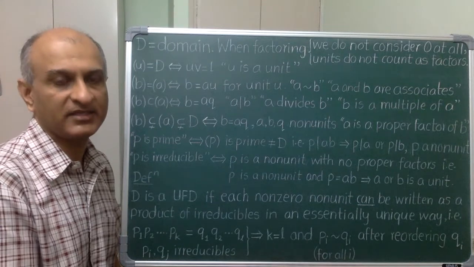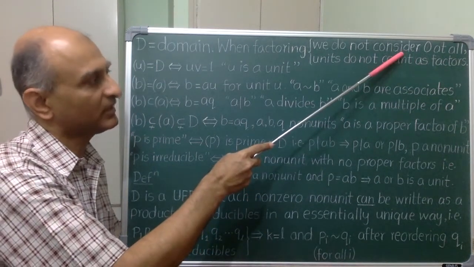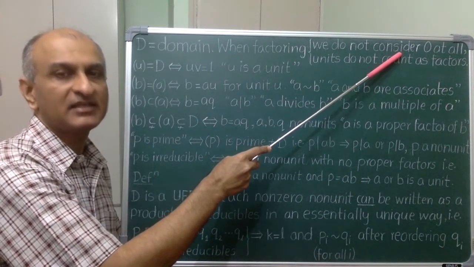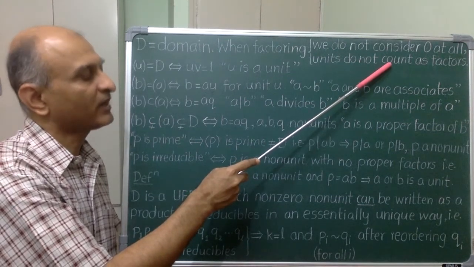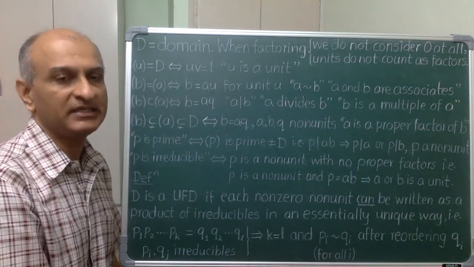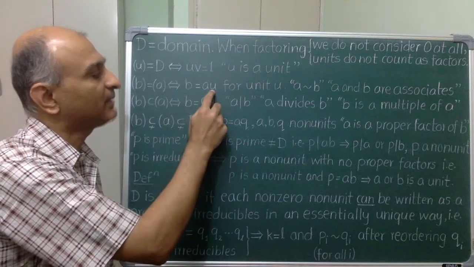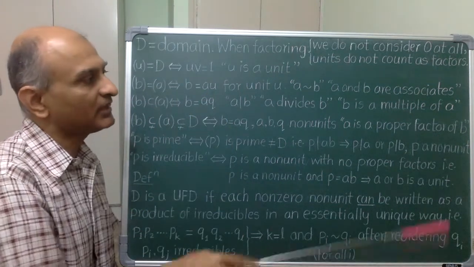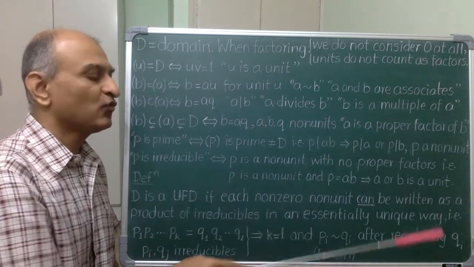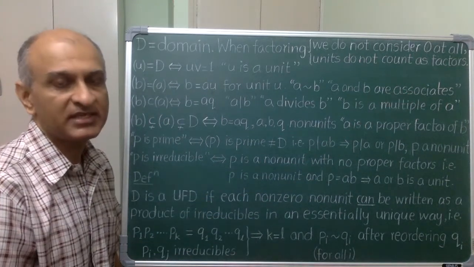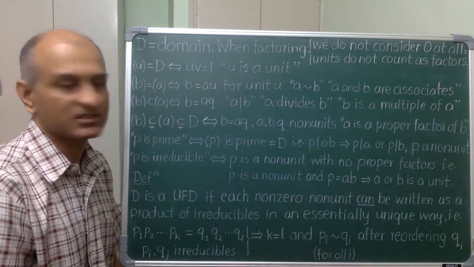We'll talk about factoring only in integral domains, and we will consider only non-zero elements, so I can always cancel common factors. Units don't count as proper factors, for example 1 and minus 1 in integers. If two elements can be obtained from one another by multiplying by a unit, then I call them associates. You can check that this is an equivalence relation. For the sake of factoring, associates are considered equivalent, for example 10 and minus 10 in integers.